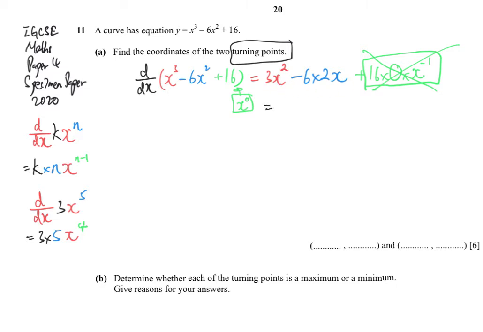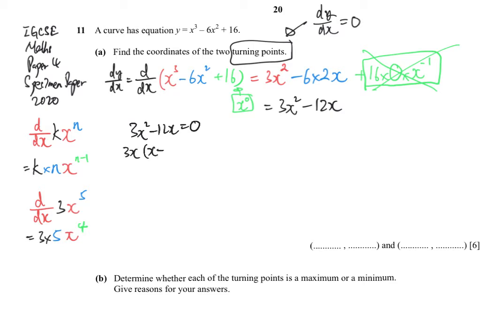So let me write it this way: dy over dx is 3x squared minus 12x. If you want to find the turning point, we need to set dy over dx equal to 0. So we set this to 0 and get x. 3x squared minus 12x equals 0. I will just use the factorization method. So I get 3x times (x minus 4) equals 0. So 3x equals 0, or x minus 4 equals 0. So x will be 0, or x will be a positive 4.